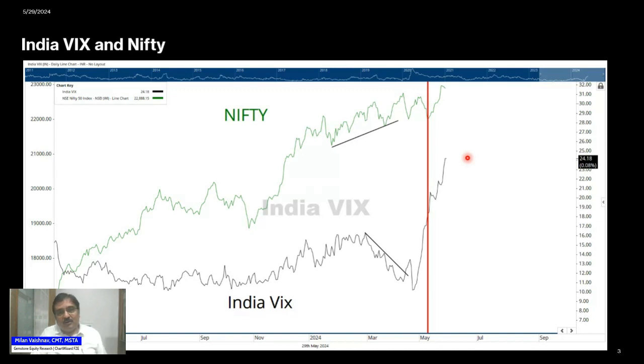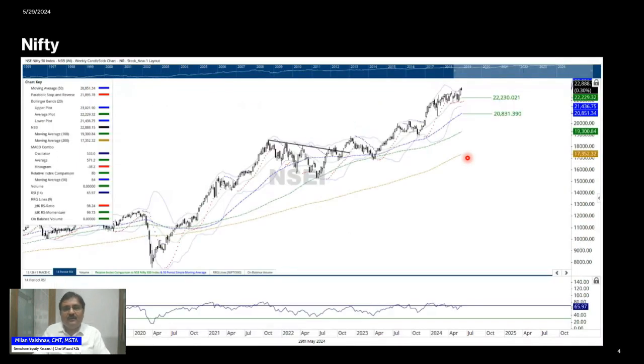I'm not going to talk about elections and election results because everything is being talked about. What I'm trying to look at here is a broader technical picture that has emerged over the past couple of weeks. So Nifty and VIX rising in the same direction is something I'm not so comfortable with, and we need to look at it with a little bit of caution going ahead from here.